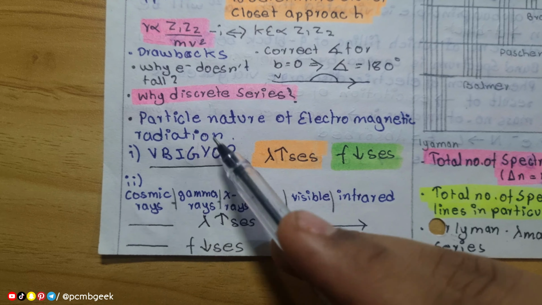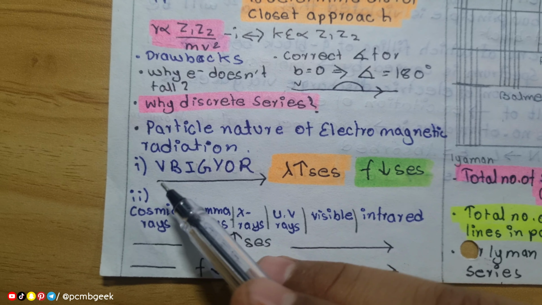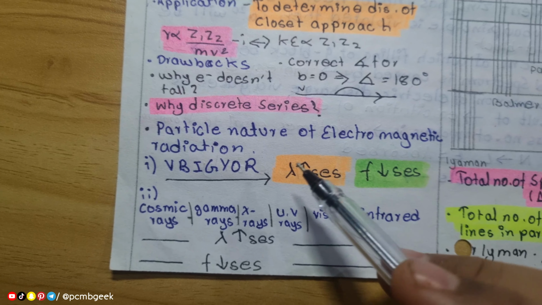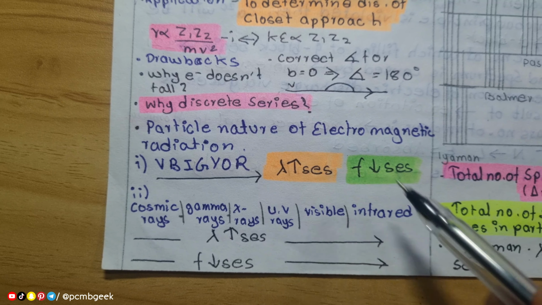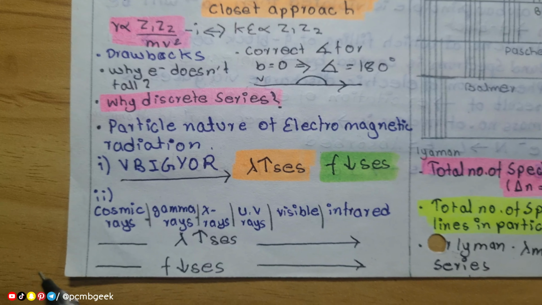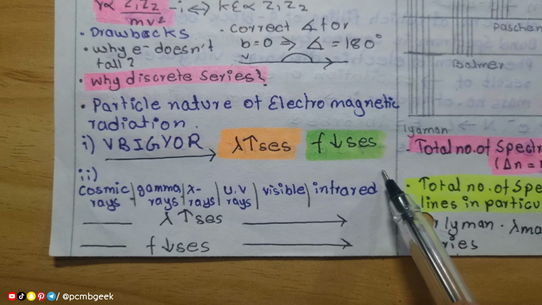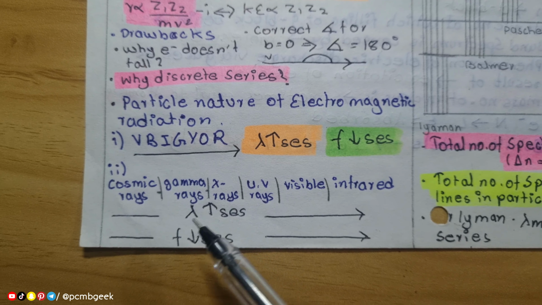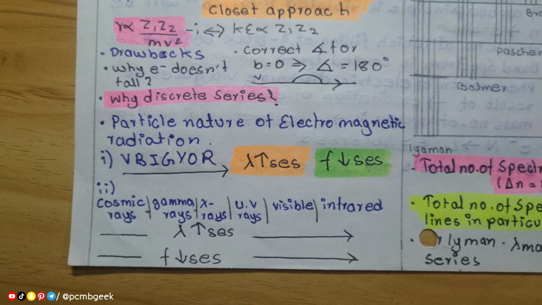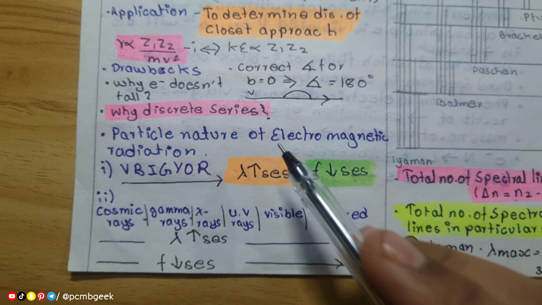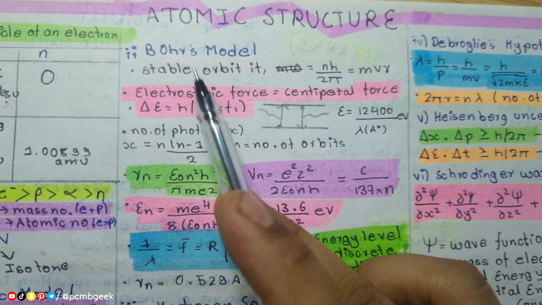First, you need to understand these two trends. As we move from violet to red, the wavelength increases and frequency decreases. As we move from cosmic rays to infrared rays, wavelength increases and frequency decreases. Just remember this order. Now the most important thing, that is Bohr's model.